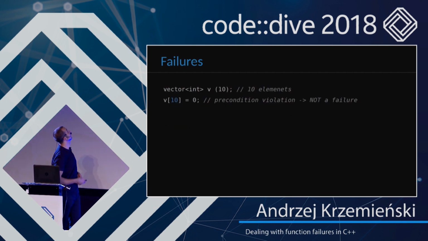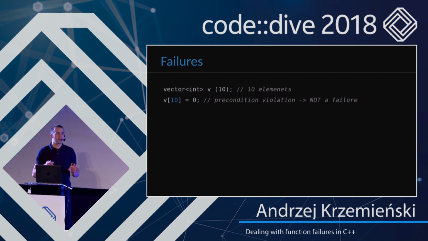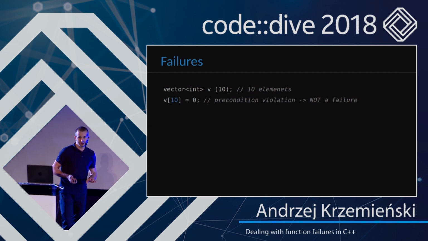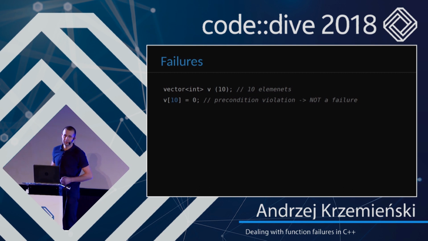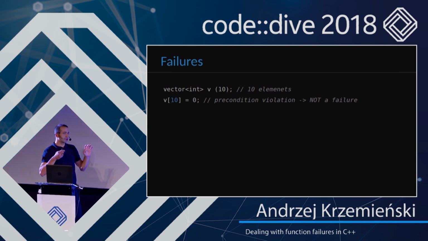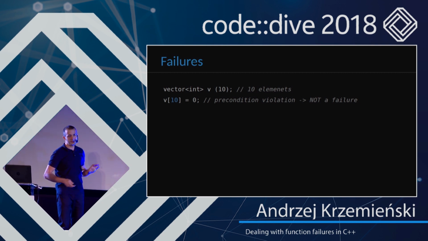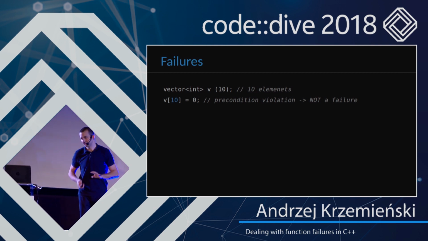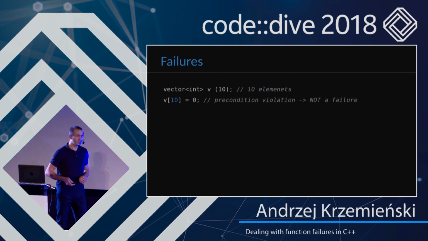This is how a bug looks like. I'm passing too big an index to a vector. And it is a failure in some sense, a failure of a programmer to understand the API. But this is not what we will be discussing today. This is an important topic. It needs to be addressed. There are many ways of addressing this, but we leave it out of scope.